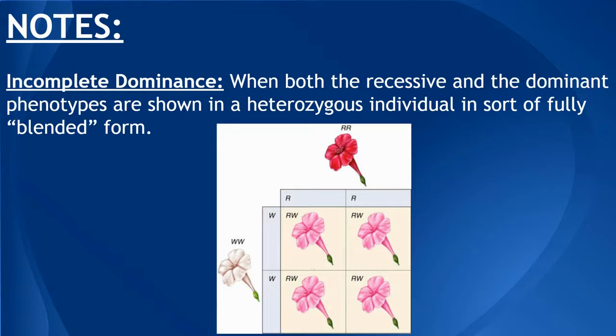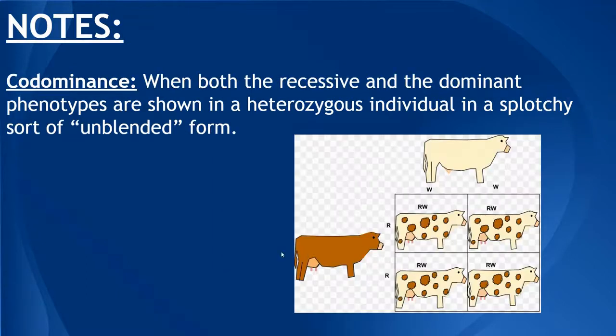Now, there's another form of this which follows the same rules, but it's not going to be a fully blended form like this, and that is codominance. So that's when the recessive and dominant phenotypes, so we got the dominant one here, the darker colored, and the recessive one over here, are shown in a heterozygous individual. These are all heterozygous because they have different letters, in a splotchy sort of unblended form.